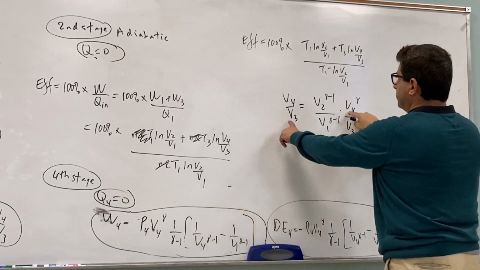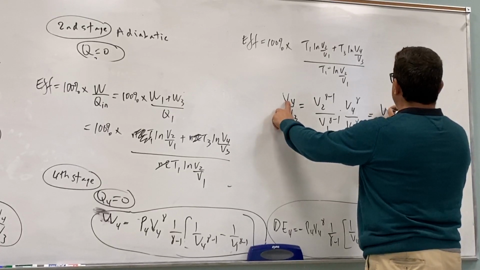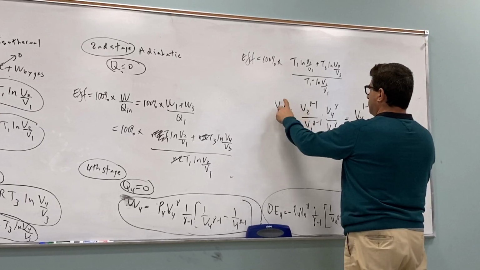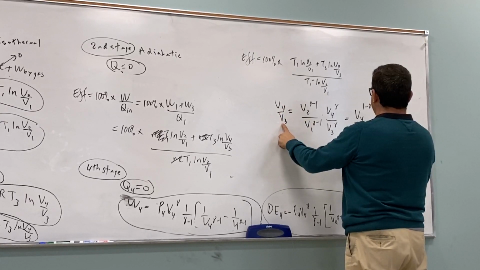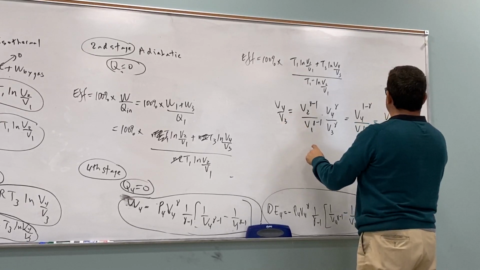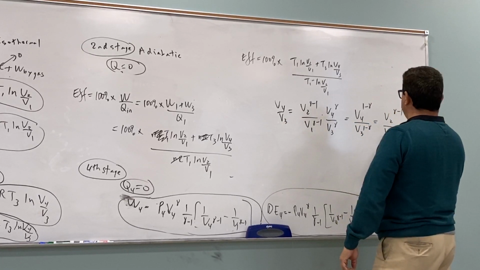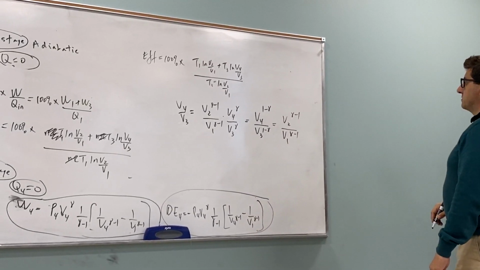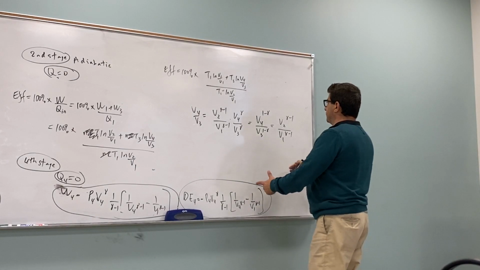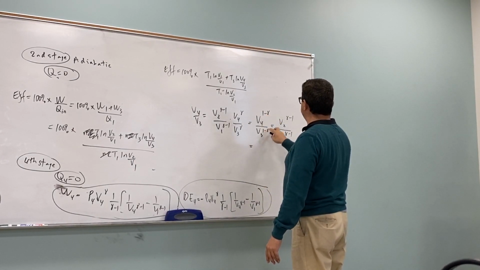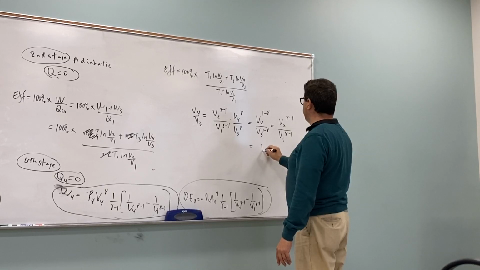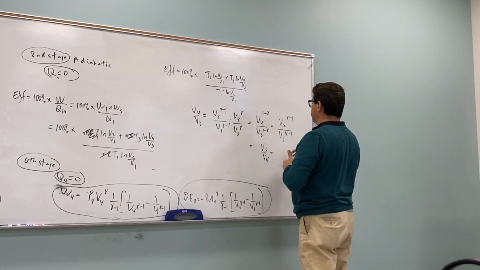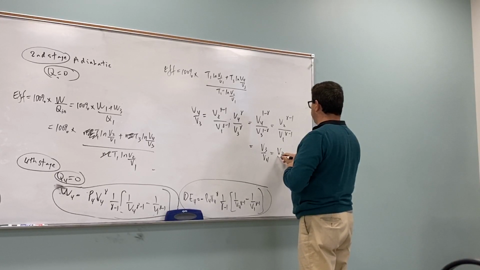Then you get V4 over down there. You get V4 to the 1 minus gamma over V3 to the 1 minus gamma is equal to V2 to the gamma minus 1 over V1 to the gamma minus 1. Right, so basically that proves that if both of these powers are the same, that means the ratio of V3 to V4 is the same as, except this is inverse, the ratio of V2 over V1.